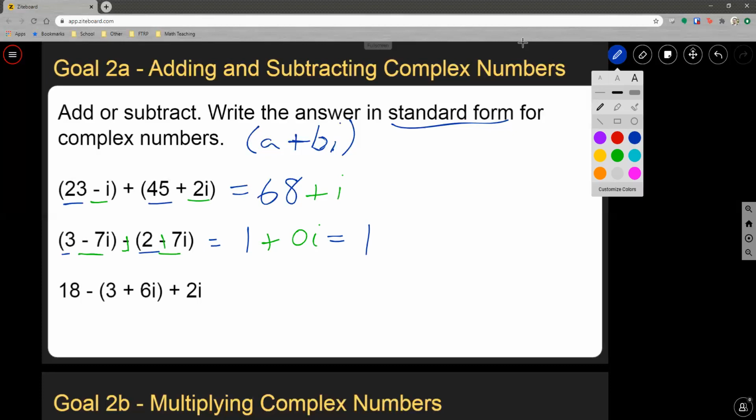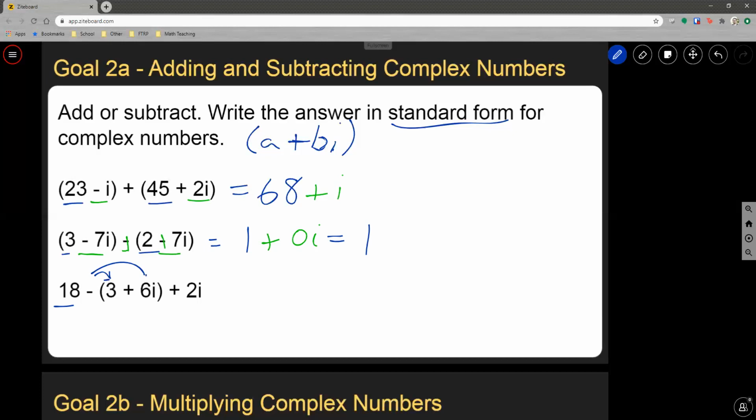All right, and let's do the last one now. 18 minus 3 plus 6i plus 2i. Well, the negative sign applies to both values inside the parentheses. So 18 minus 3 is going to equal 15. And then I've got a negative 6i plus 2i more, which is going to take me back up to, oops, not plus. Negative 6 plus 2 is going to bring me up to negative 4i.